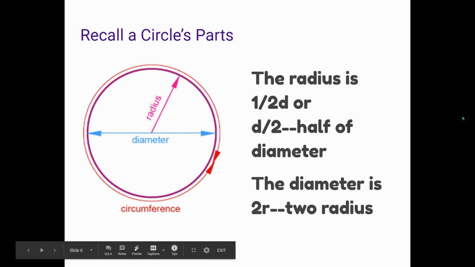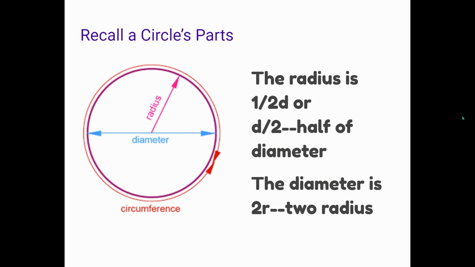Let's go back and recall some circle parts. You've got the circumference again, which goes around. It's showing you there around the circle. Diameter goes through the center from one side to the other side. Radius goes from the center to an outside edge. Now, a radius is half the diameter, or it's the diameter divided by 2, which is the same thing as half of the diameter. A diameter is equal to 2 radius, 2 r's.